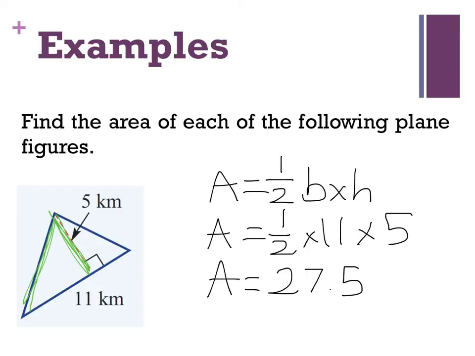27.5. Again, check that your measurements are in the same unit. If they're not, you would have had to convert it to start with. So they are in the same, so it becomes 27.5 kilometres squared, or square kilometres, okay?